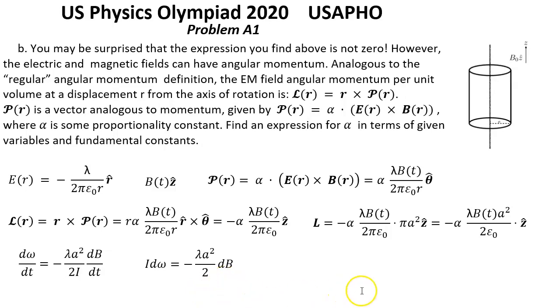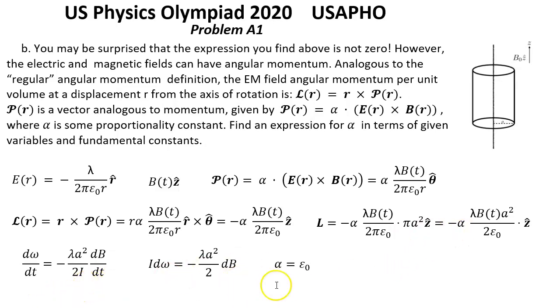If we compare it to the previous expression for electromagnetic angular momentum, we see that as much momentum as we're losing in the magnetic field, as much we're getting in mechanical angular momentum. And this is true when the coefficient alpha equals epsilon 0. So that was a solution for question B.